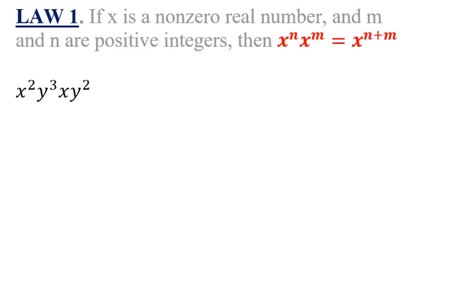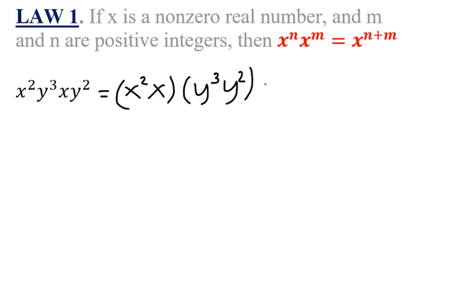Another example: x raised to 2, y raised to 3, times x, y raised to 2. So, kapag ganyan naman, pagsamahin lang natin yung magkaparehas na variable. Ano magkaparehas? So, x cubed, x squared, tapos x. Tapos y cubed, tapos y squared.